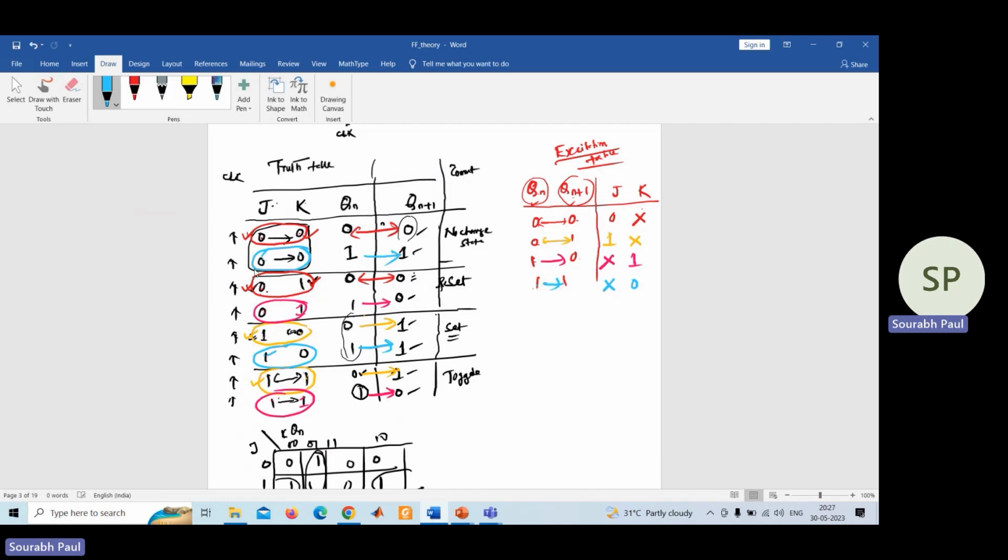Because if your Qn and Qn plus 1 combination is 1, 1, you see the J value is 0 here and 1 here. It means that it is not depending on the value of J, so that's why I've written don't care. And for K, in both the cases you see the K value remains fixed, and that is 0. So this is the excitation table.